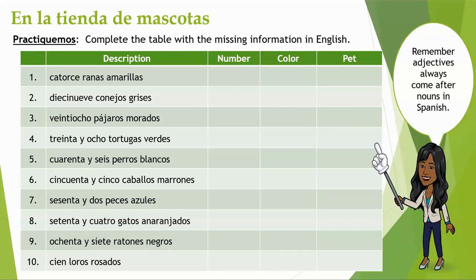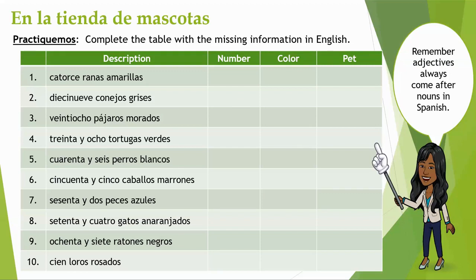So go ahead now, Jaden, give me the rest of the sentence, please. 28 purple birds. Muy bien. All right. Who wants to take the next one? 38 tortugas verdes. Nakia, I see your hand. 38 green turtles. Muy bien.